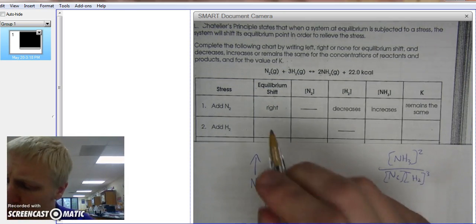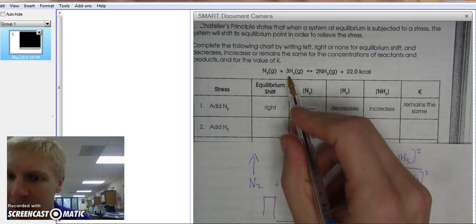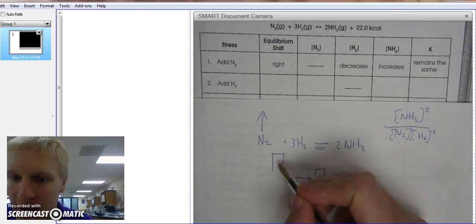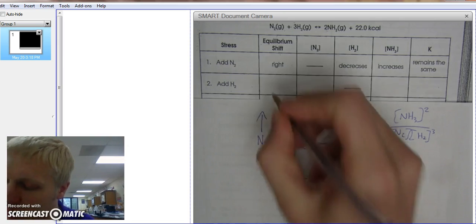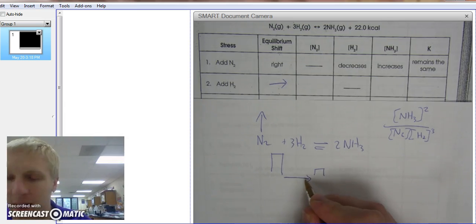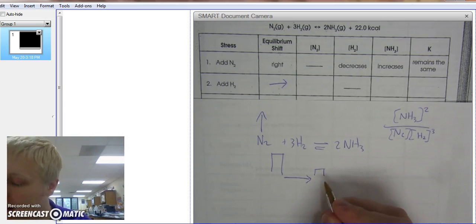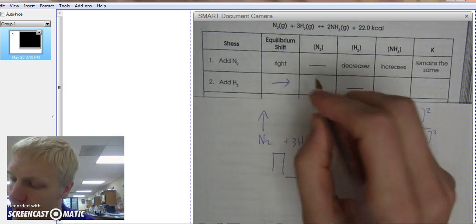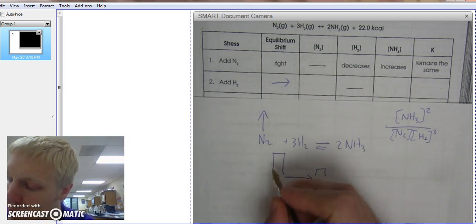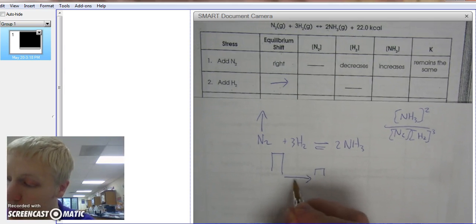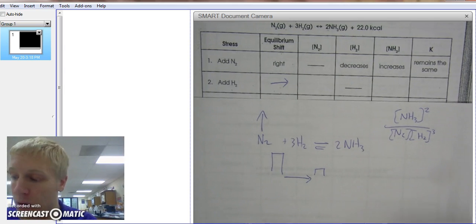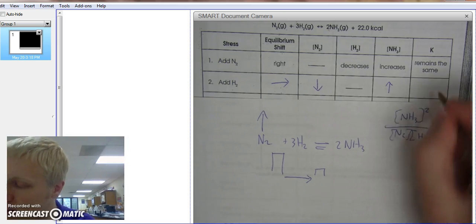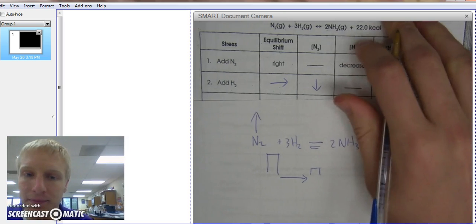Alright, so adding H2. If we add H2, we have the same kind of thing happening. We have more reactants, so it's going to shift to the right. I'm just going to put an arrow right there, and more products are going to be formed. Therefore, we would say that products are favored. Alright, and N2, if we add more reactants, it's going to basically go down. More reactants are going to react to form a product, so N2 is going to decrease, whereas NH3 increases. K is going to remain the same.